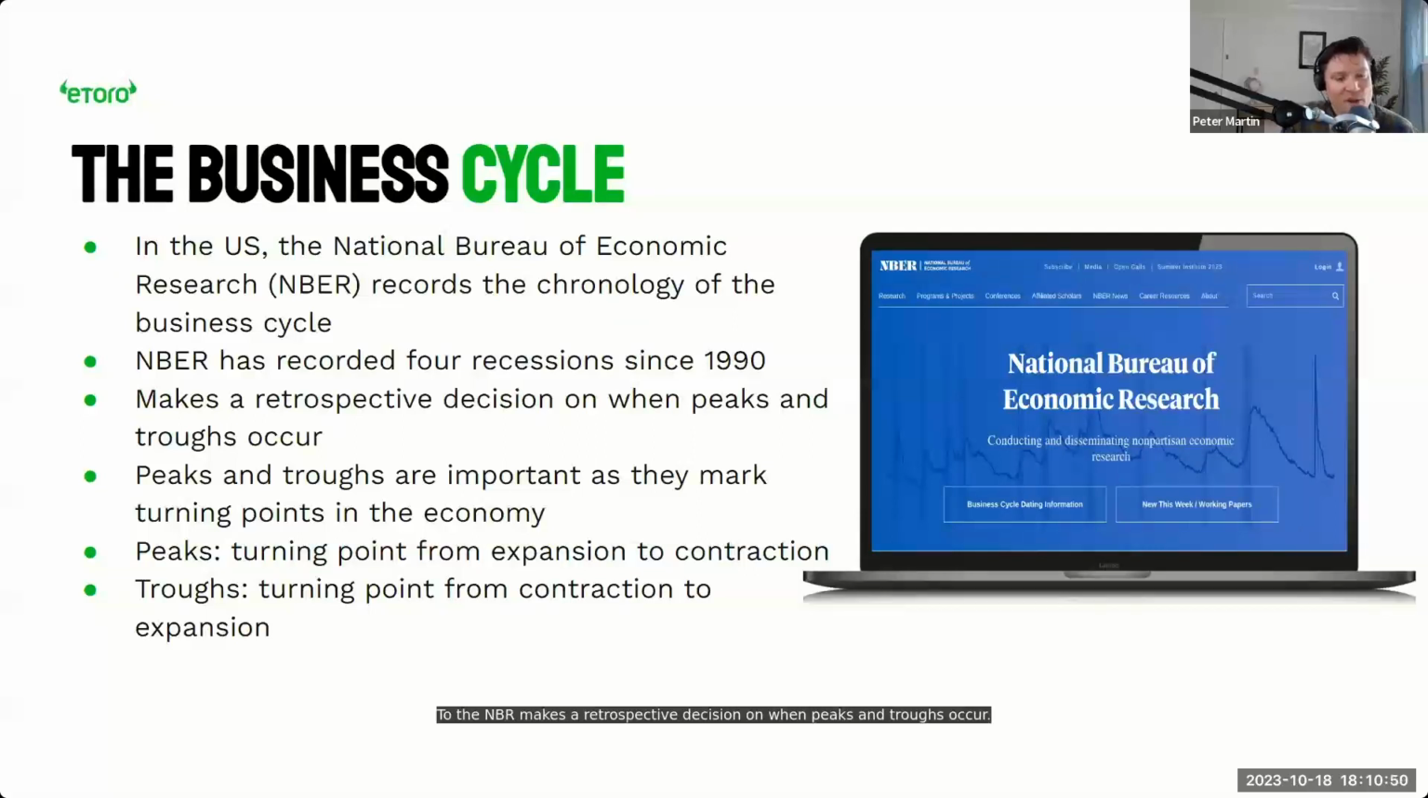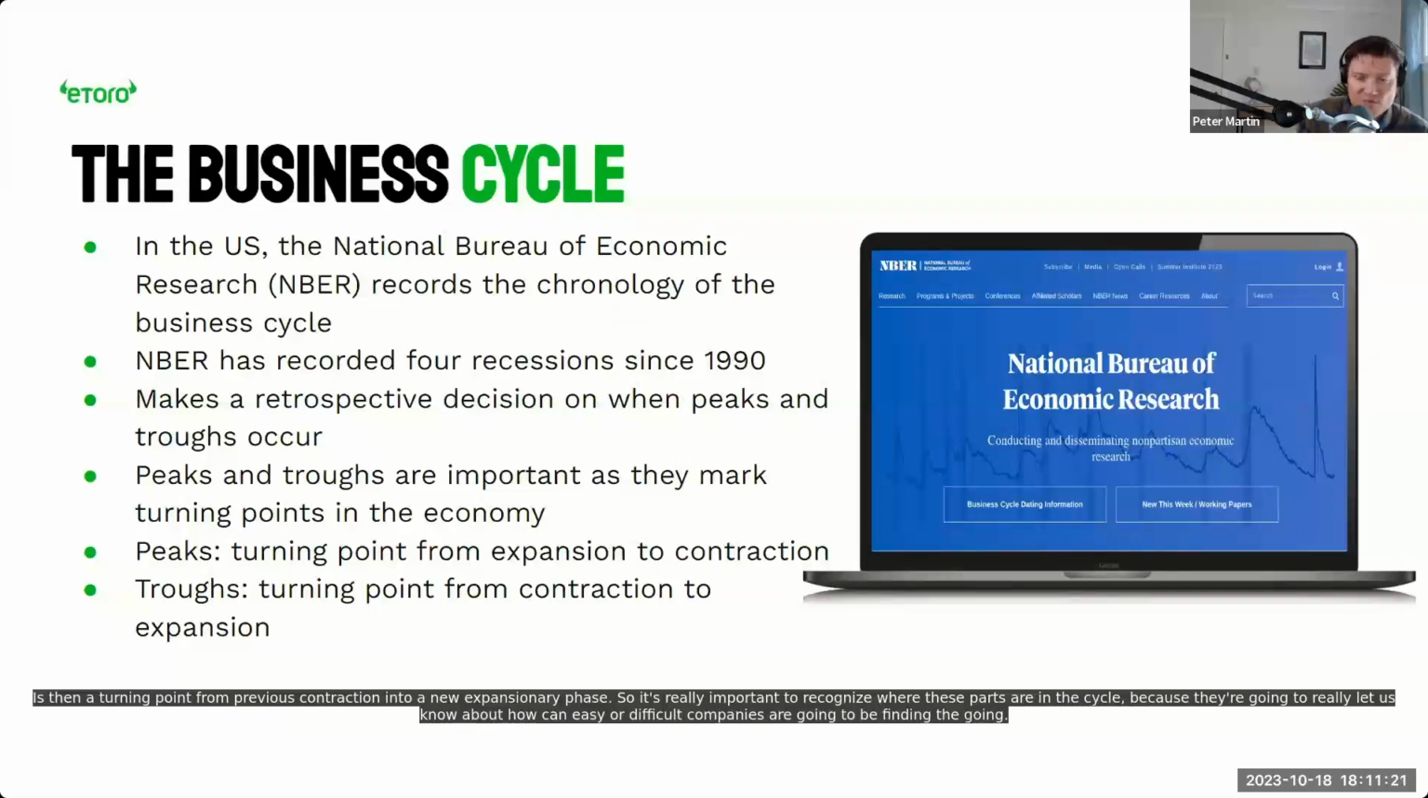So the NBER makes a retrospective decision on when peaks and troughs occur. And as we saw from that diagram we just looked at, the peaks and troughs are really important because they mark turning points in the economy. So the peak we saw is at the top, but it's followed closely after by going from the previous expansionary phase into the contractionary phase. And the trough is then a turning point from the previous contraction into a new expansionary phase. So it's really important to recognize where these parts are in the cycle because they're going to really let us know about how easy or difficult companies are going to be finding the going.